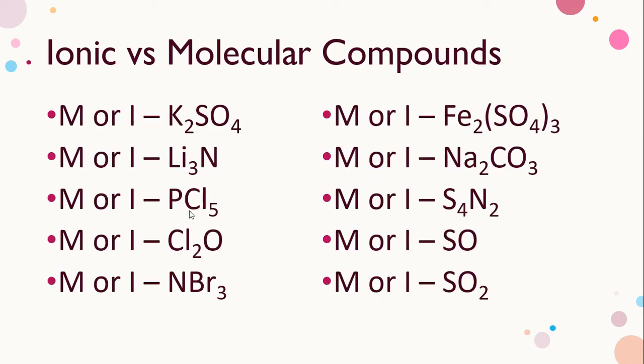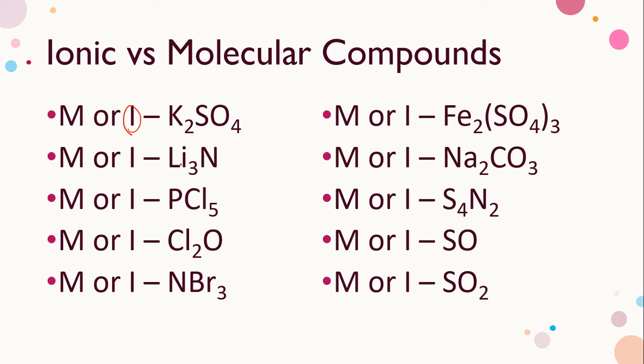So here we're going to look at the difference between ionic versus molecular. So, one, it's ionic if it's a metal. If there are no metals, it's going to be molecular. So you have to ask yourself, here, potassium, is it a metal or a nonmetal? Here we know that potassium is a metal, so this is ionic.